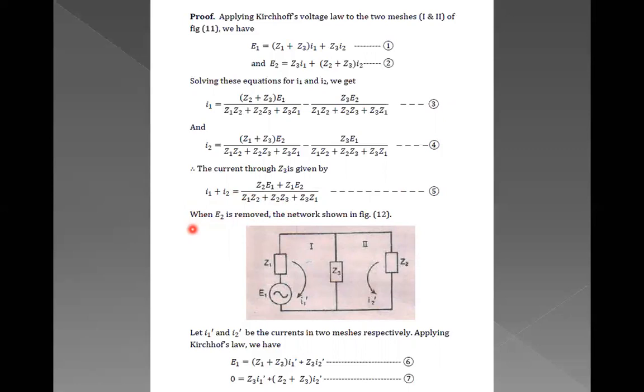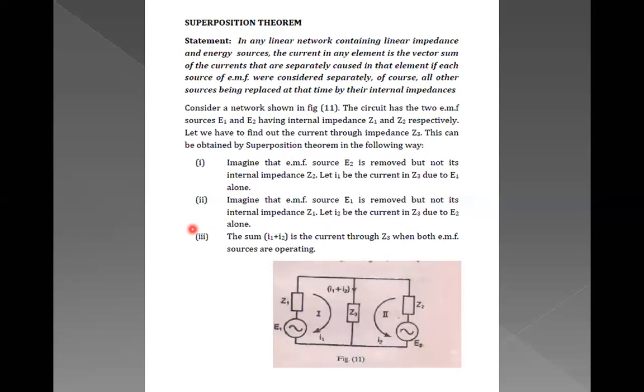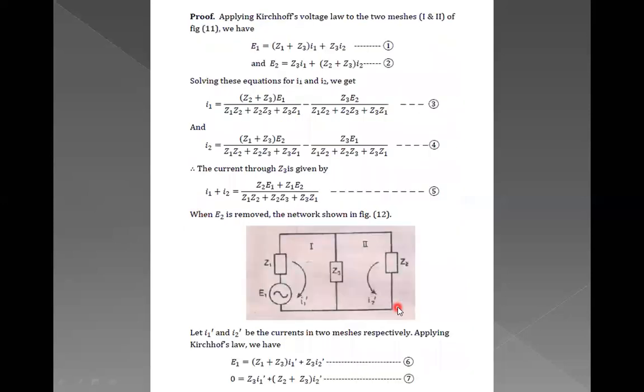The condition is that first we remove E2 and then we remove E1, and we find the new current flowing through the common impedance Z3. Imagine this particular circuit diagram, where E2 is removed. This is the first condition. Now let's find the current through Z3. When E2 is removed, the new network can be seen in this manner. We have removed E2 but considered its internal impedance as Z2.